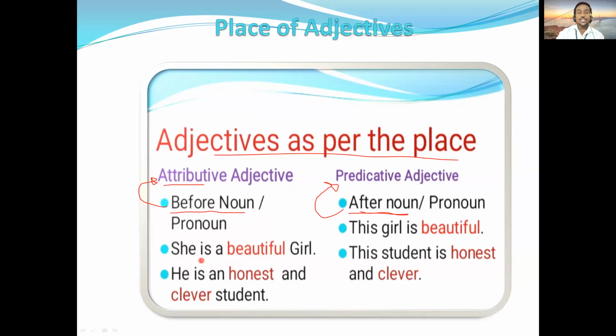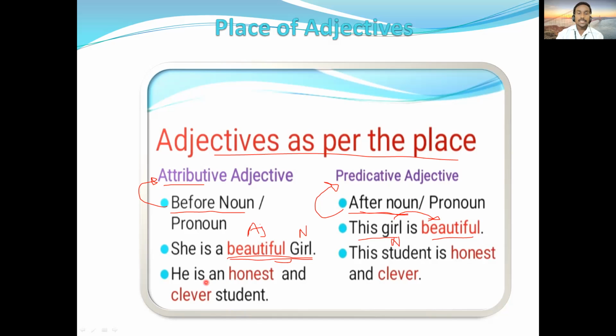See the example: She is a beautiful girl. Tell me which is the noun in this sentence. Girl. Yes, girl is the noun. And which word describes this girl? Beautiful. So you can easily point out that the adjective is used before the noun. This is an attributive adjective. In the same example, this girl is beautiful. Now girl is used first, and after the noun there is the adjective beautiful. So this is a predicative adjective.